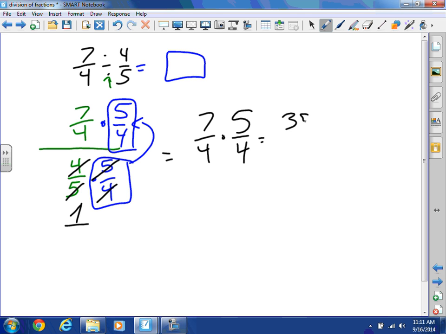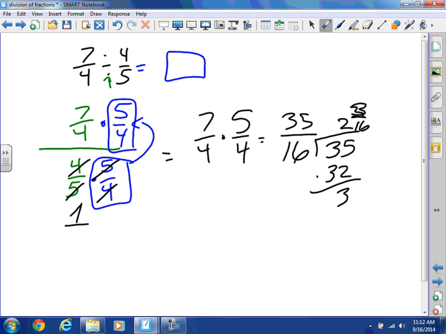So this is 35/16, correct? Now, this can be rewritten as 32, with 3 left over. So that's 2 and 3/16. 3 is prime. Is 3 a factor of 16? No, it would be 18, right? 6 times 3 is 18, so nope. So this is in simplest form. So my answer is 2 and 3/16.